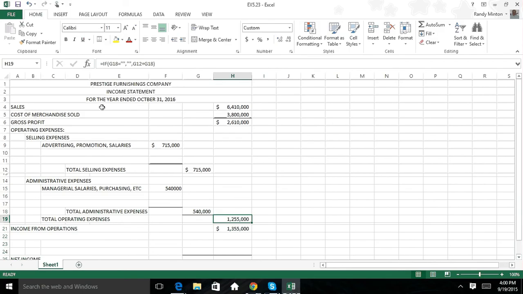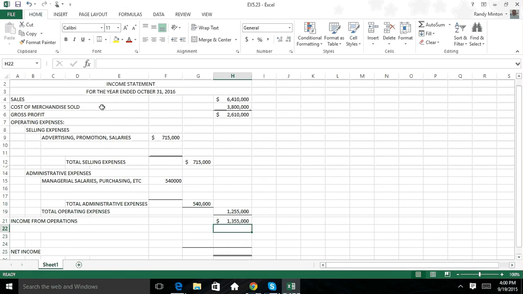Now, the way that we get to income ultimately is we take our revenue stream minus our cost of merchandise sold, getting to gross profit, subtract our operating expenses from that, and that brings us down to the income from operations.